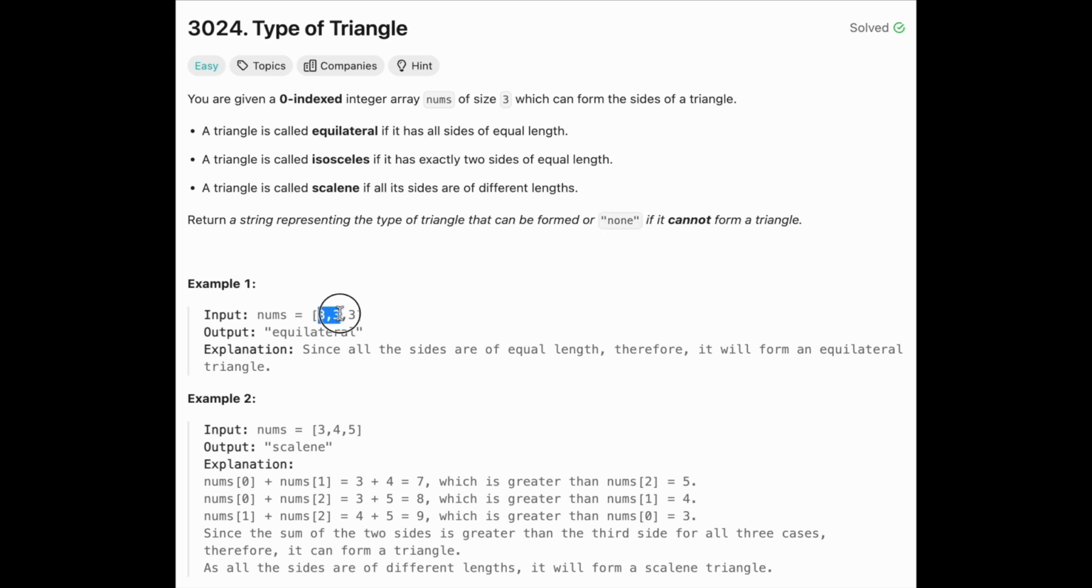If we look at this example, all three sides are equal, so we return equilateral. If we look at this example, none of the sides are equal, so we return scalene. Now that we have seen some examples, let's get to how we can solve this problem.